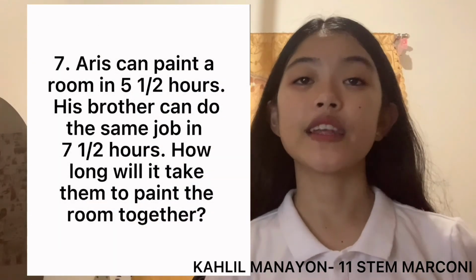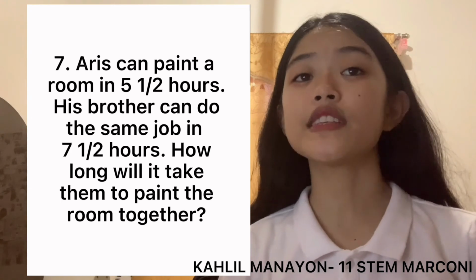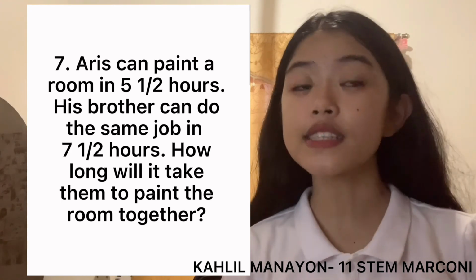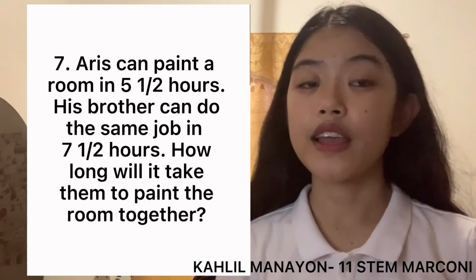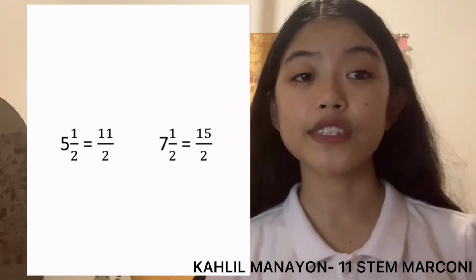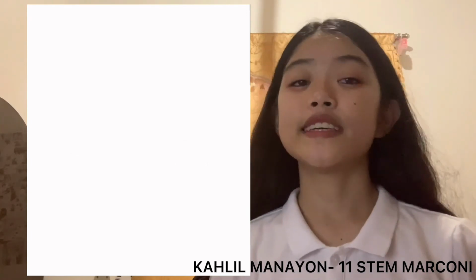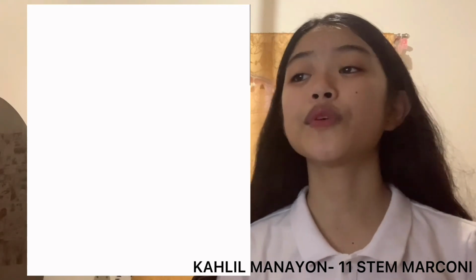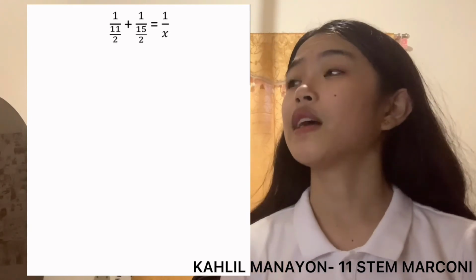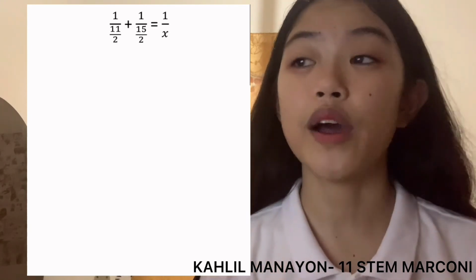Word problem number 7. Aris can paint a room in 5.5 hours. His brother can do the same job in 7.5 hours. How long will it take them to paint the room together? Since there are mixed fractions, we convert them into improper fractions. And then the equation we derive from this word problem would be 1 over 11 over 2 plus 1 over 15 over 2 is equal to 1 over x.